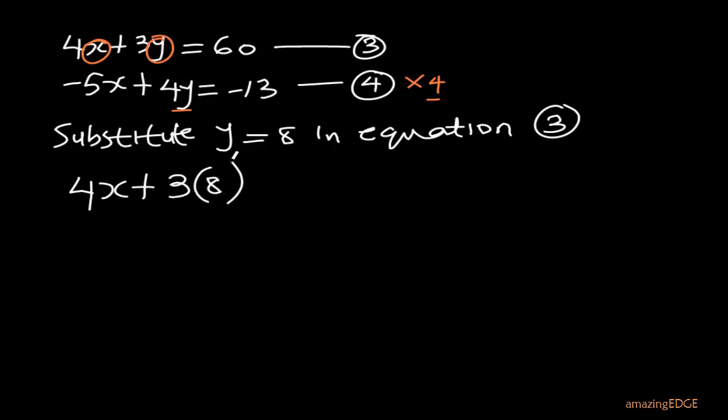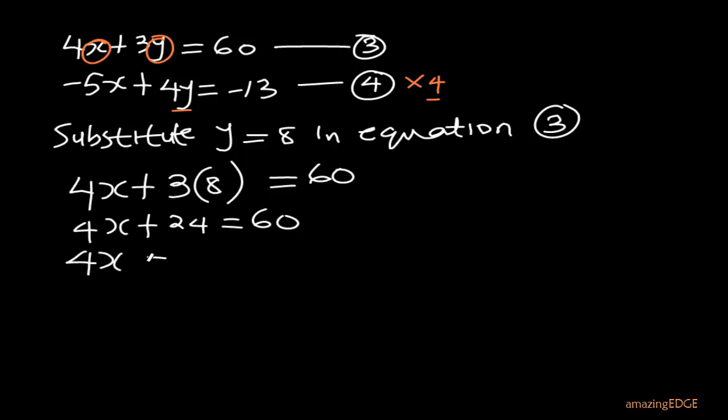Remember that 3y is the same as 3 times y. So this will be 3 times 8, and it still equals 60. From this, the only unknown you have there is x, so you can solve for your x. So 4x, 3 times 8 gives us 24, equals 60. You collect like terms. So we now have 4x equals 60 minus 24, which gives us 36.